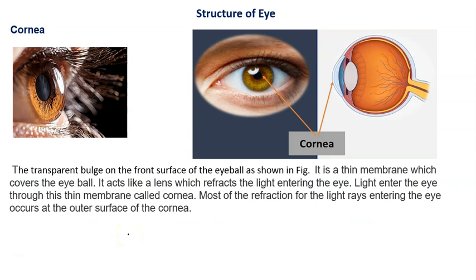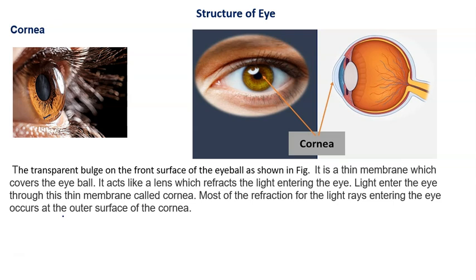The front bulging part of the eye is known as the cornea. This bulging part is visible to all of you. This is known as the cornea. Cornea refracts the light, protects the eye from minute injury, and does not allow foreign particles inside the eye. So we will say light enters the eye through this thin membrane, and this membrane is called the cornea.